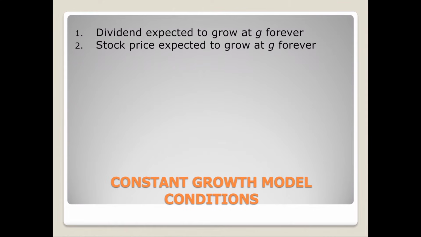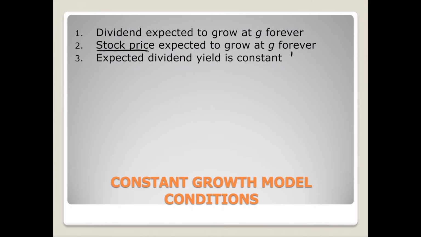In order to use the constant growth model, which we said is the price is equal to the next year's dividend divided by R minus G, your dividend must be expected to grow at that constant growth rate, and it must be expected to do so forever. If your stock price is based on the present value of future dividends, and your dividends are growing at a constant growth rate, then your stock price will also grow at that same growth rate. Your expected dividend yield is constant.